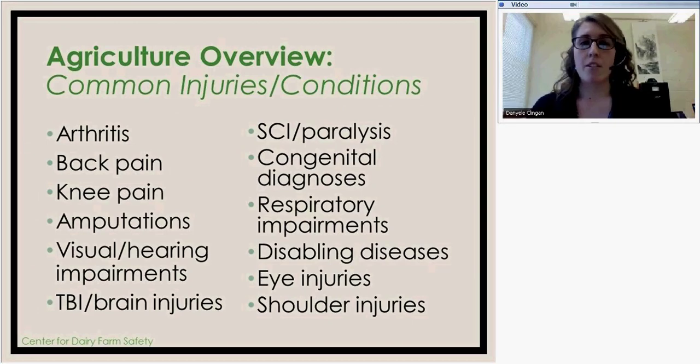Displayed are some common injuries and conditions that you might see associated with farm work. This can range from chronic conditions such as arthritis to more acute injuries such as traumatic brain injuries, spinal cord injuries, maybe amputations as well. These are all disabilities that the National AgrAbility Project or the state AgrAbility projects are working with, as well as what occupational therapists will work with in practice.